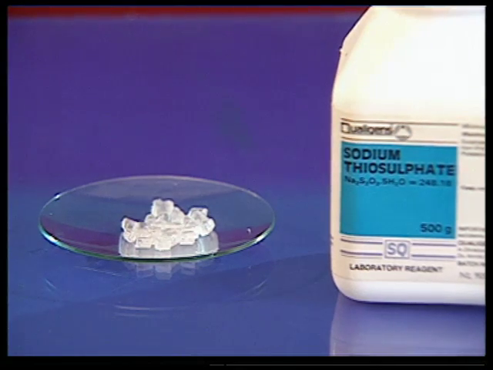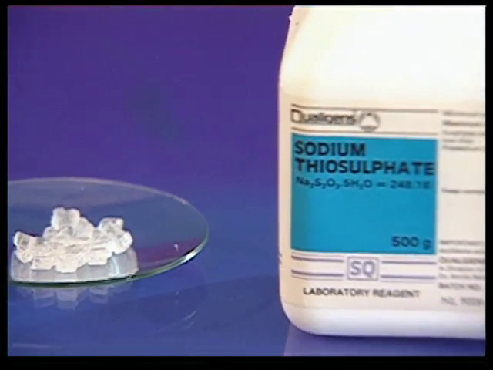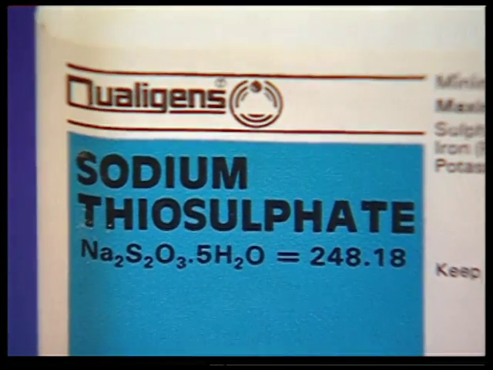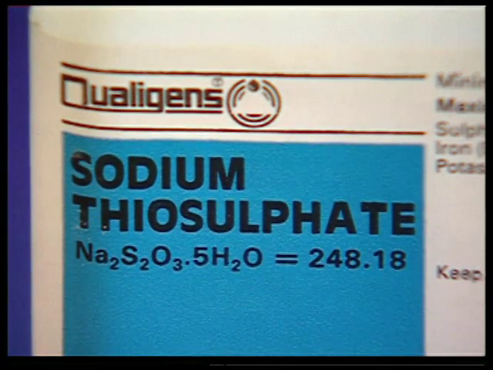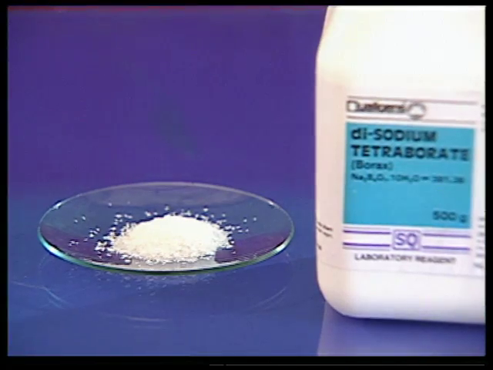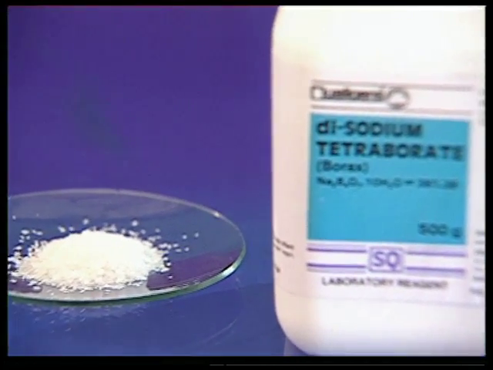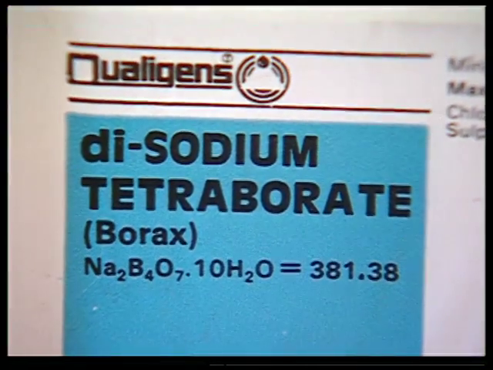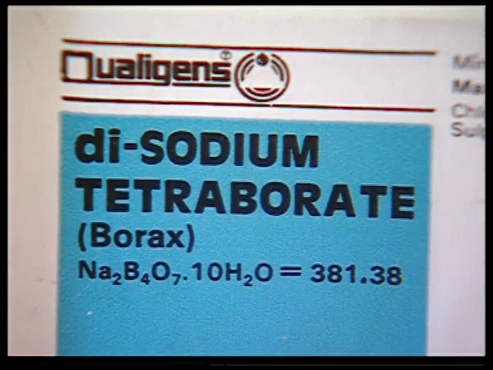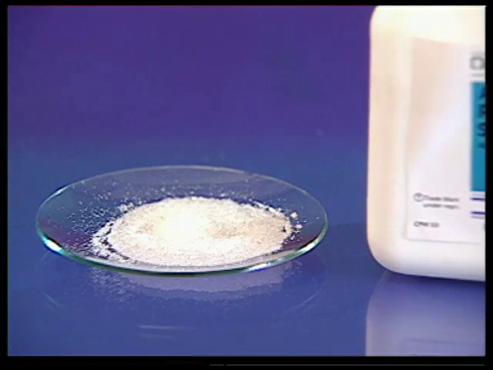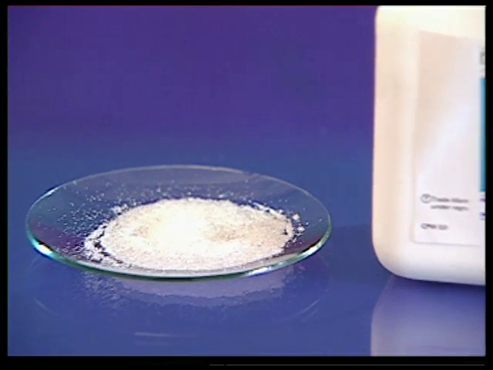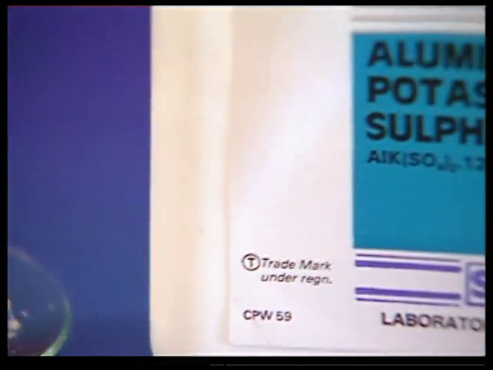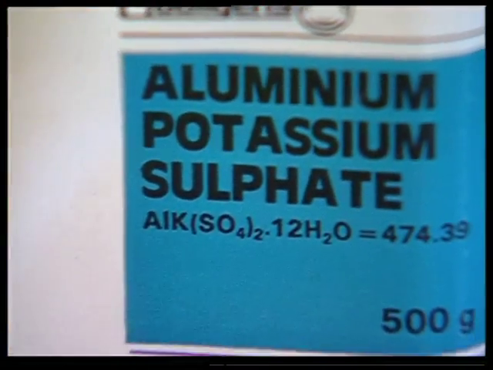This is sodium thiosulfate pentahydrate, used as a developer in photography. Borax is a decahydrate, 10 water molecules associated with each of its molecules. And alum is a dodecahydrate. It has 12 water molecules associated with it.